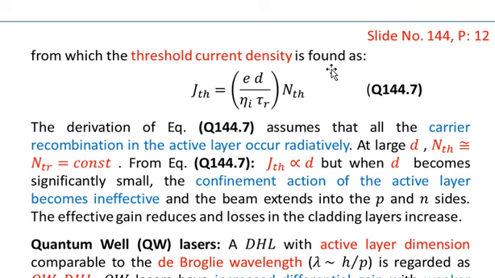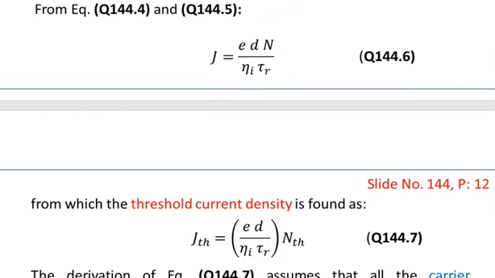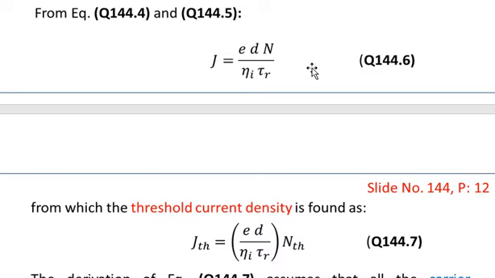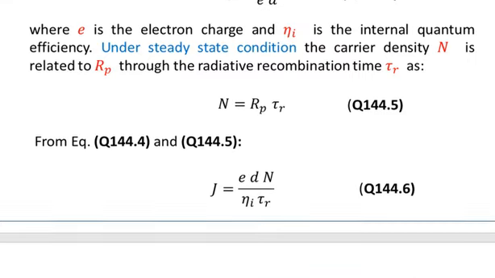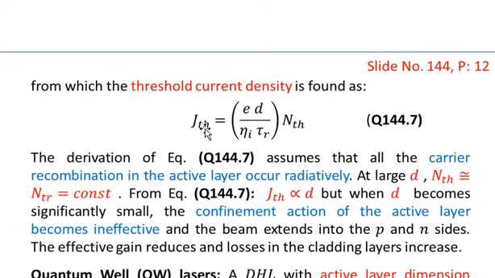From which the threshold current density can be found. So we can write down the subscript thresh with J. So J threshold is equal to Ed over eta I into tau R, and we have given a subscript threshold to the variable N. You can compare the last two relationships, which are the same, except that we have put a threshold parameter with the current density and also with the variable N, which is the carrier density. So we have J thresh equal to Ed over eta I into tau R related with the N thresh.